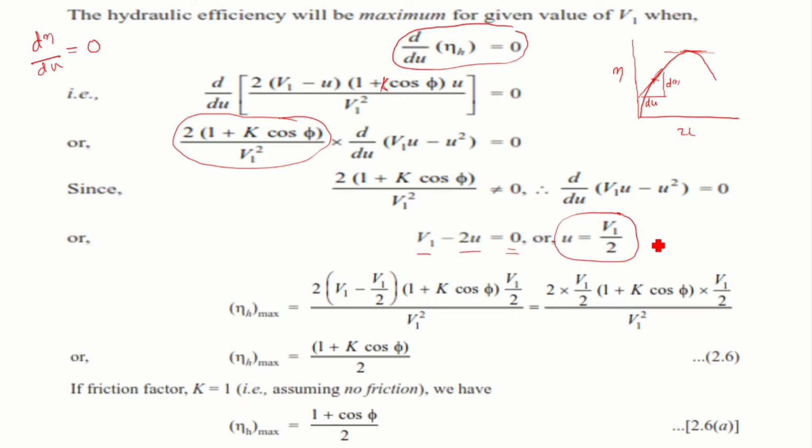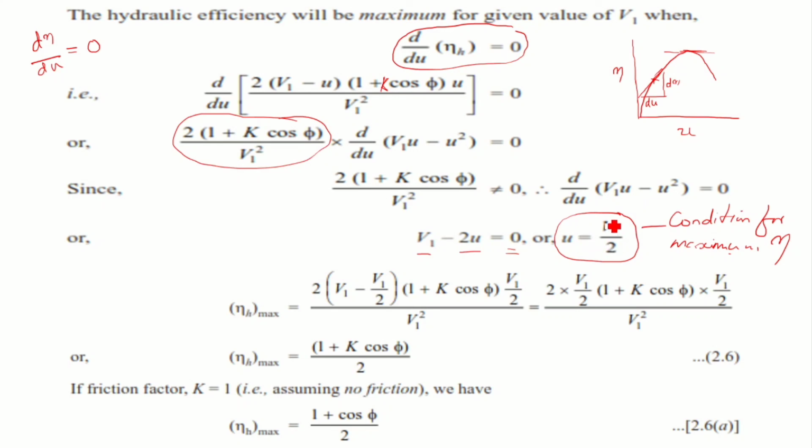So u is equal to V1 by 2 is the condition for maximum efficiency. What does it mean? If the velocity of the blade becomes half the velocity of the jet, then we can obtain the maximum efficiency. So we have obtained u as V1 by 2.